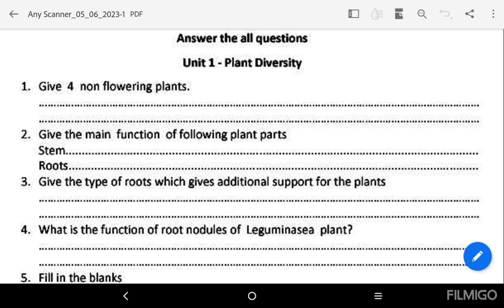Roots fix the plant to the soil and absorb water and minerals dissolved in water. And also, roots give rise to new plants through vegetative propagation. Question number 3. Give the type of root which gives additional support for the plant.